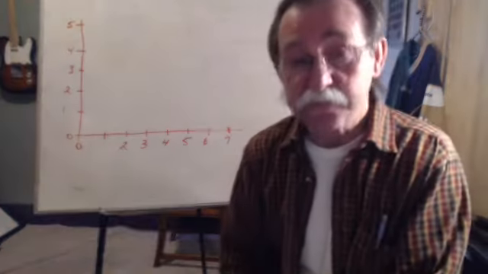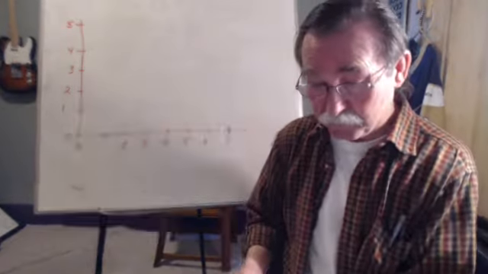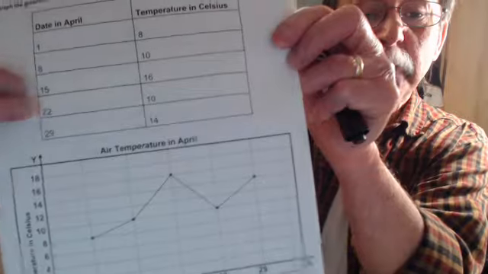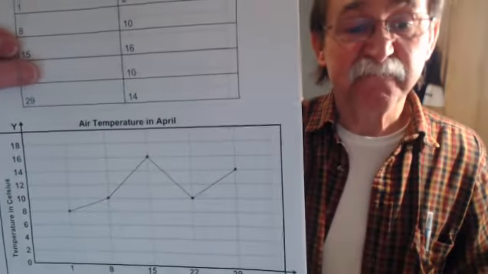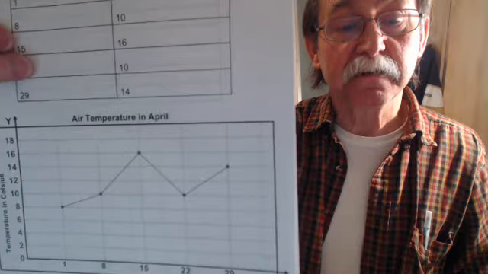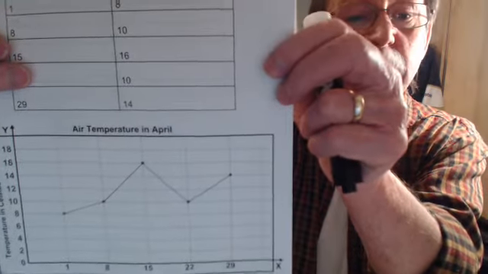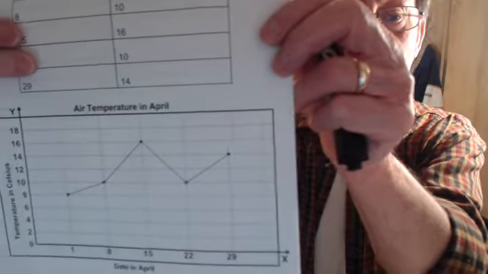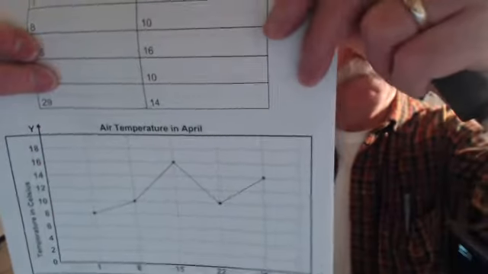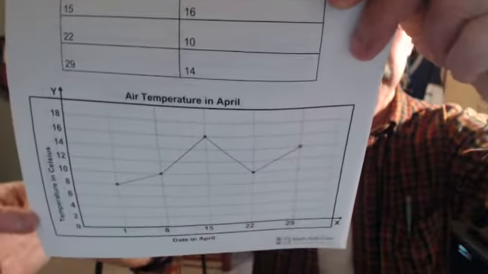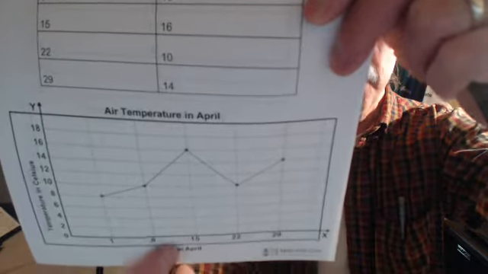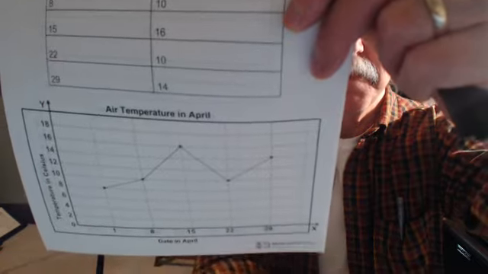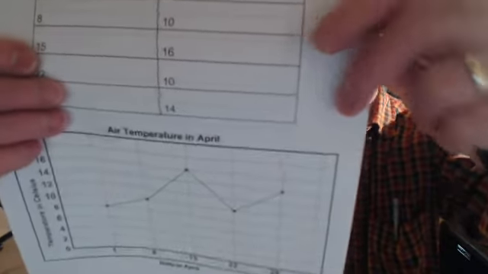I'm going to turn over the page here, and I want you to try to describe for me what is happening in that line. Notice that graph has a title. It's air temperature in April. There are numbers on the side, and there are numbers on the bottom. Describe the line for me.